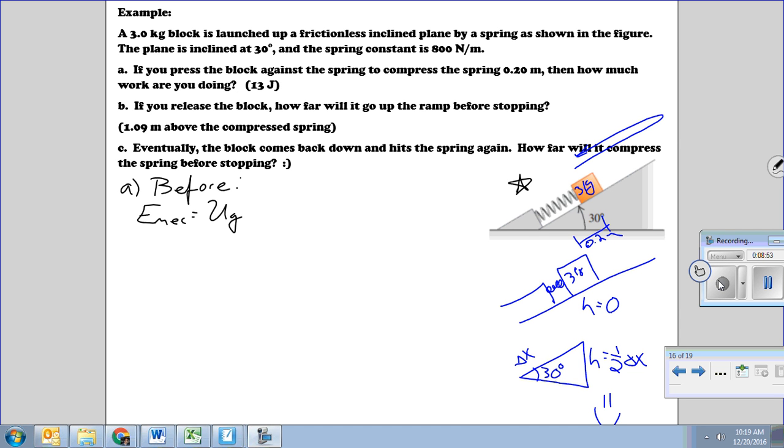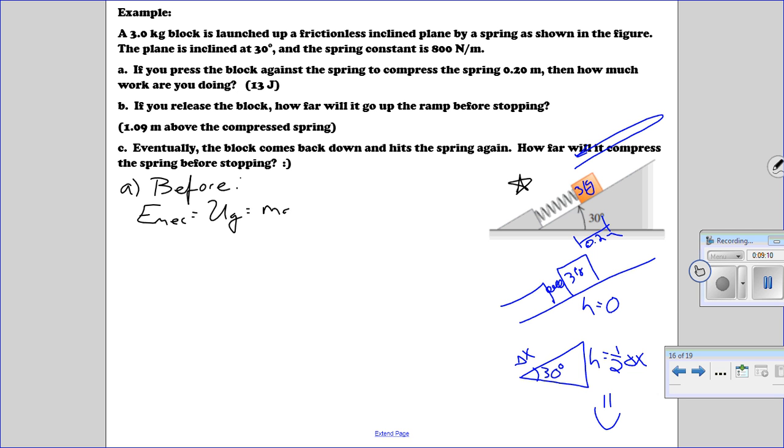I know some of you are thinking, wait a minute, isn't the weight going to squish the spring a little bit? It will, and I'll deal with that in just a second and explain why it doesn't really matter. So our mechanical energy, when the mass is just sitting here before the spring is compressed at all, is mgh. Our mass is 3 kilograms, our g is 9.8 meters per second squared, and our height at this point is half of the 0.2, so 0.1 meters. If you figure this all out, you get 2.94 joules.